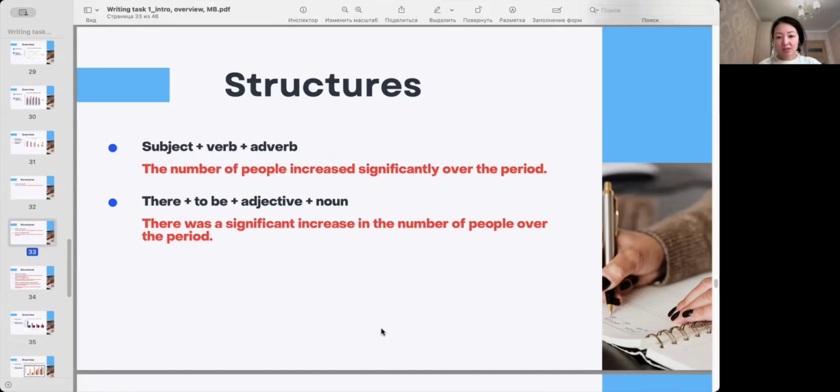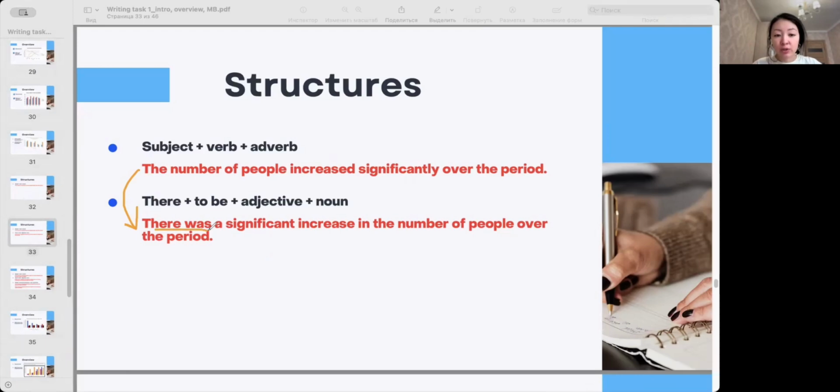Okay, the second possible structure. The same sentence can be paraphrased with the use of there plus to be plus adjective plus noun. I mean, there was, there were, maybe there is, there are, maybe there is likely to be. So it depends on the tense that you're going to have in your report, right? For example, if we use the past tense, there was a significant increase in the number of people over the period. Pay attention. I'm paraphrasing the same sentence, right? I'm changing nothing, just the structure.